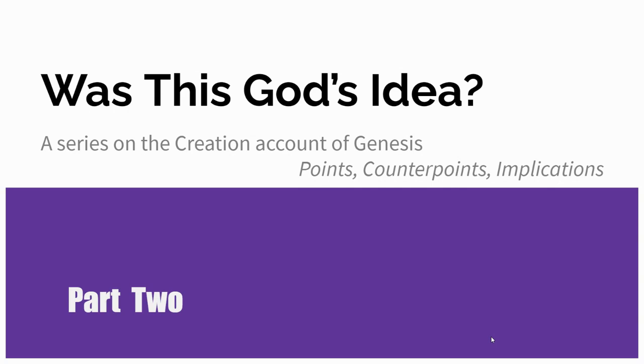We are now into the next phase of this series, Was This God's Idea? Where we're looking at the creation account of Genesis and talking about the points that are made, the counterpoints, and the implications of all of this. So we're going to set the stage for this next part where we're going to talk about young earth creationism, old earth creationism, evolutionary creationism, and intelligent design.